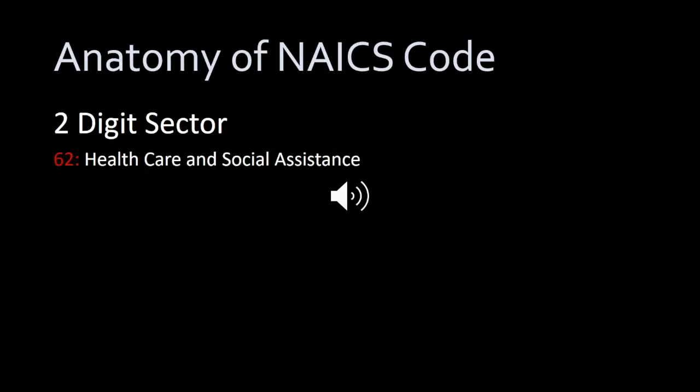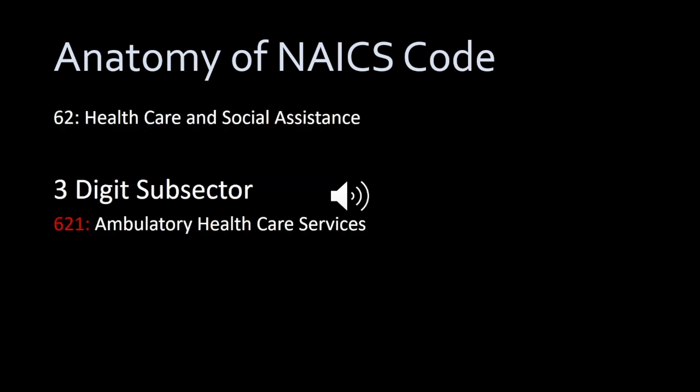NAICS codes, when presented in full, are 6 digits, but every part of their construction means something. So the first 2 digits represent the sector, and you can search on sector codes. So the sector for healthcare and social assistance is 62. When you put together the first 2 digits with the third digit, you get the subsector number. So here 621 refers to ambulatory healthcare services.